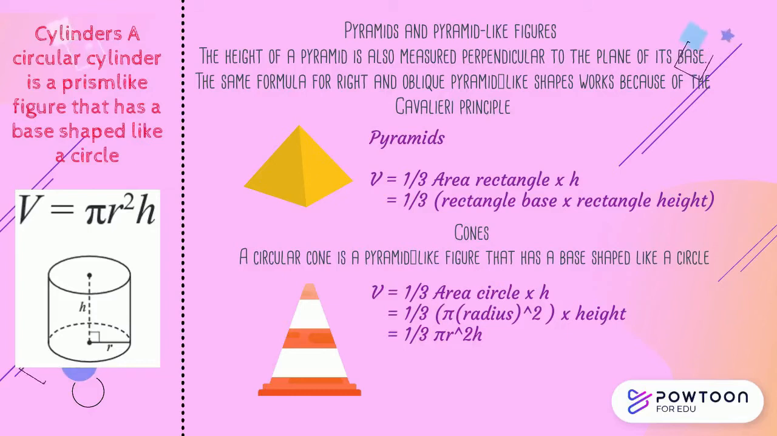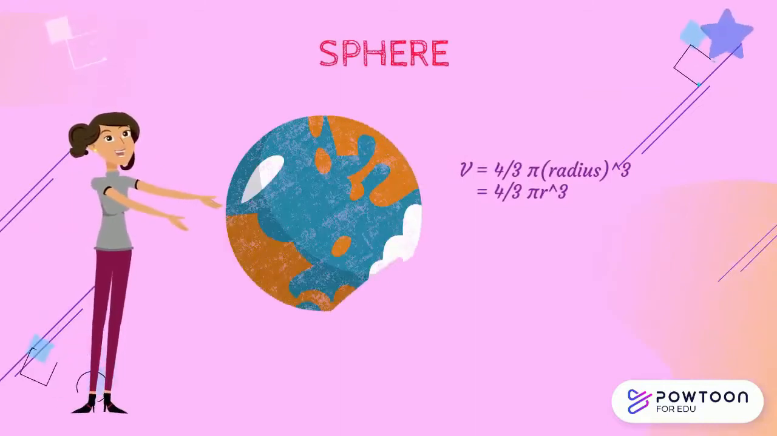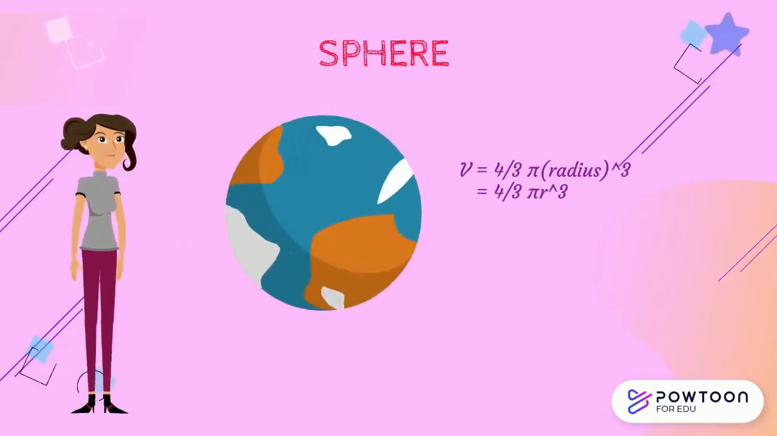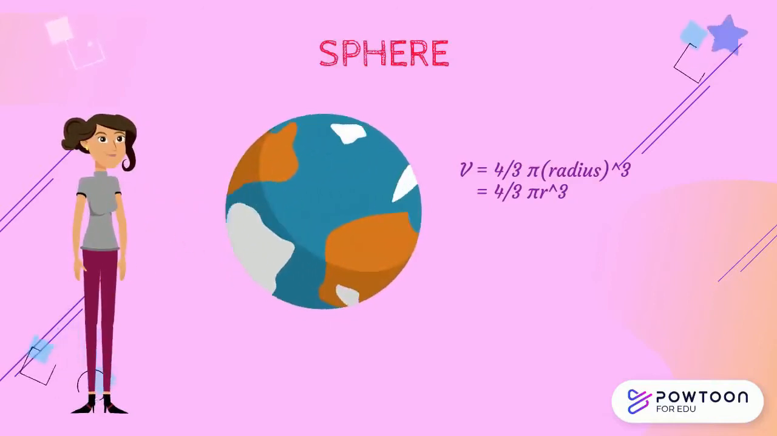Moreover, the cone, a circular cone, is a pyramid-like figure that has a base shaped like a circle. For this one, we use the formula of 1/3 area of the circle multiplied with the height. So 1/3 multiplied with pi radius squared and multiplied with the height. Last but not least, the volume of a sphere. It is pretty easy to calculate the volume of the sphere as it is 4/3 pi multiplied with the radius cubed.